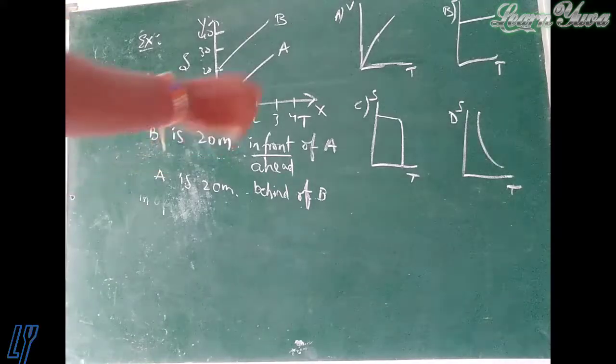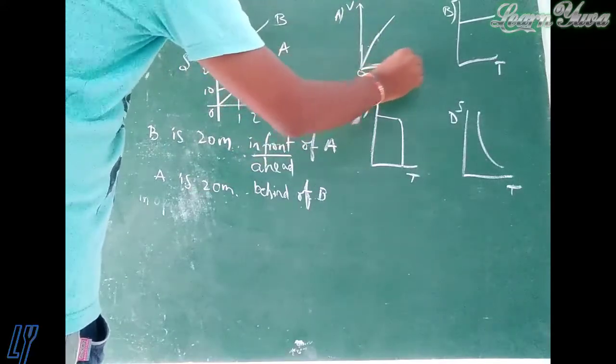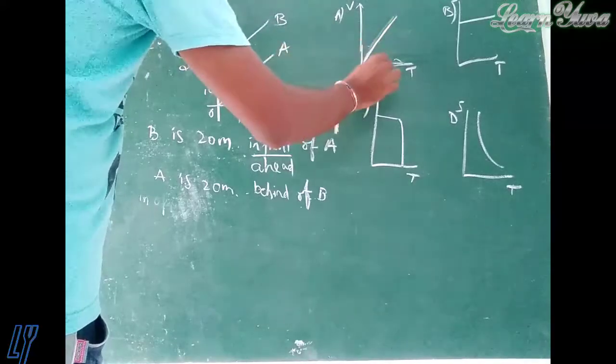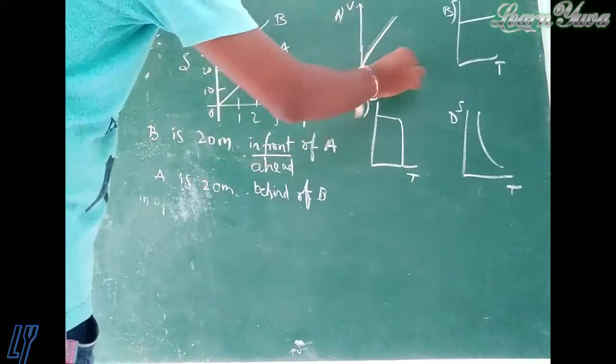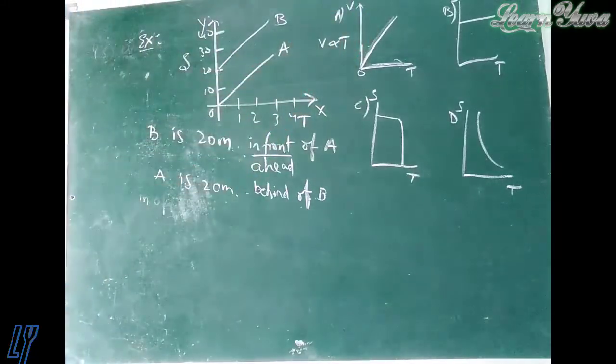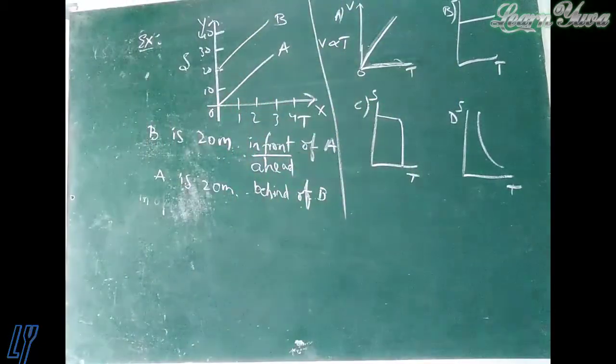If you observe each graph, here it is the velocity and here it is the time. If you observe this, the velocity increases with respect to the time. As the time increases, velocity increases. From these 4 graphs, we have to find out the constant velocity. Uniform motion is the same, that is constant, right?